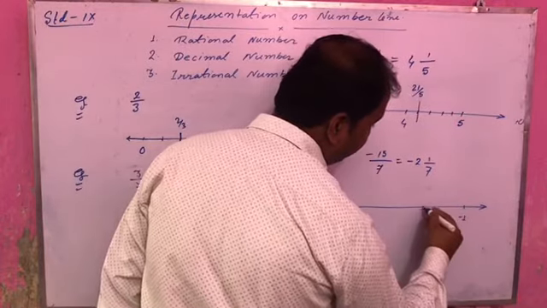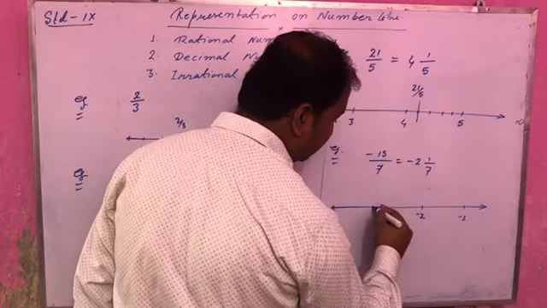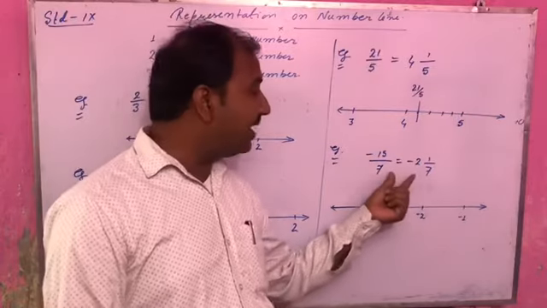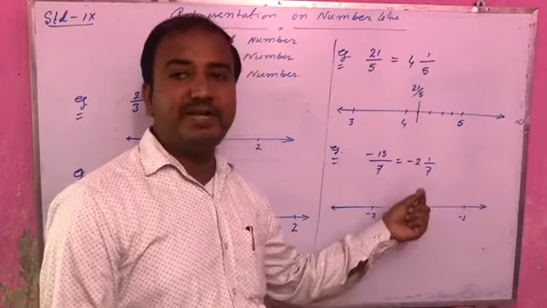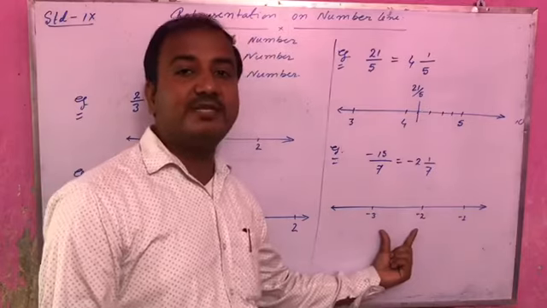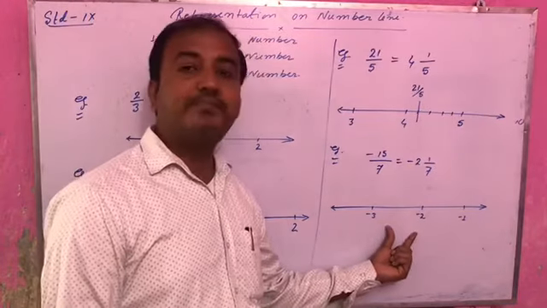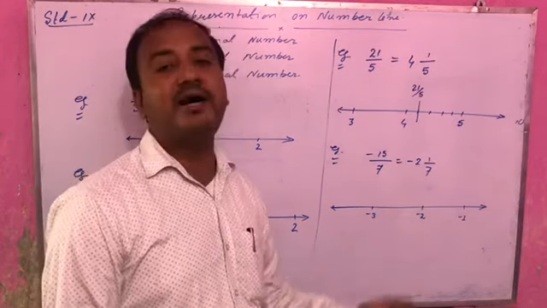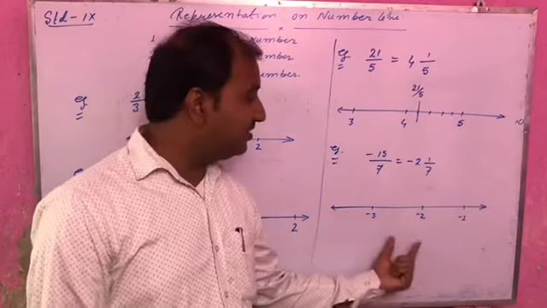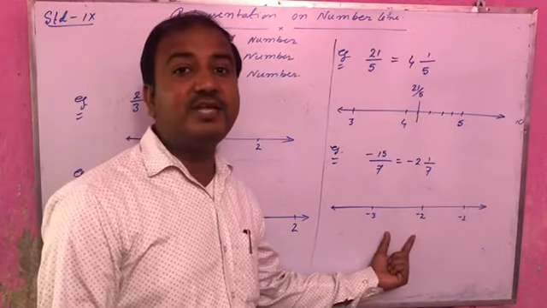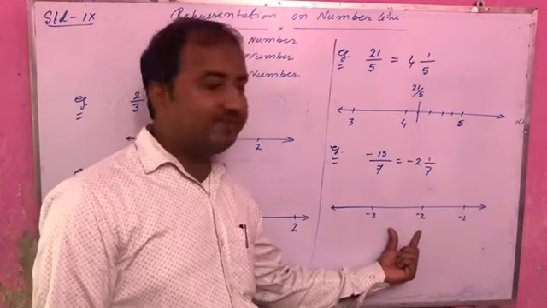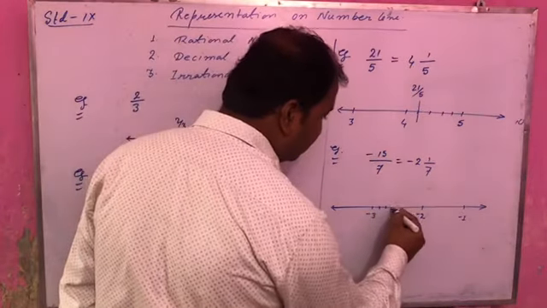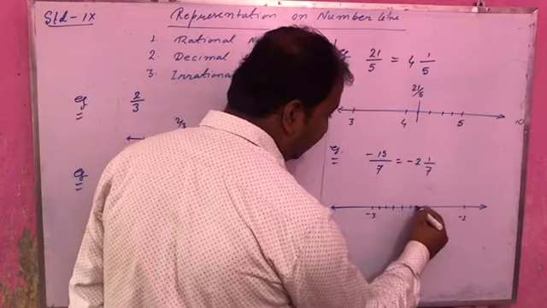Minus 1, minus 2, this is minus 3. We all have understood the rational will lie between minus 2 and minus 3. Means this distance will be divided in how many parts? In 7 equal parts. 7 equal parts means 6 lines. 1, 2, 3, 4, 5, 6.